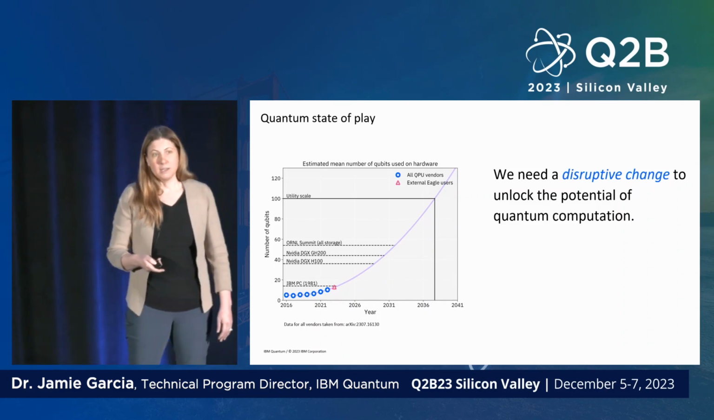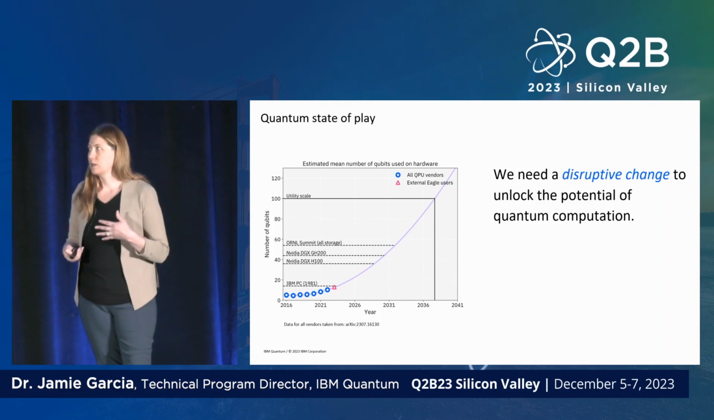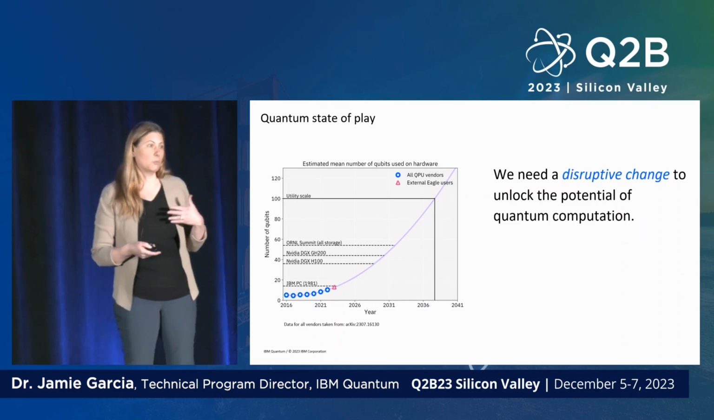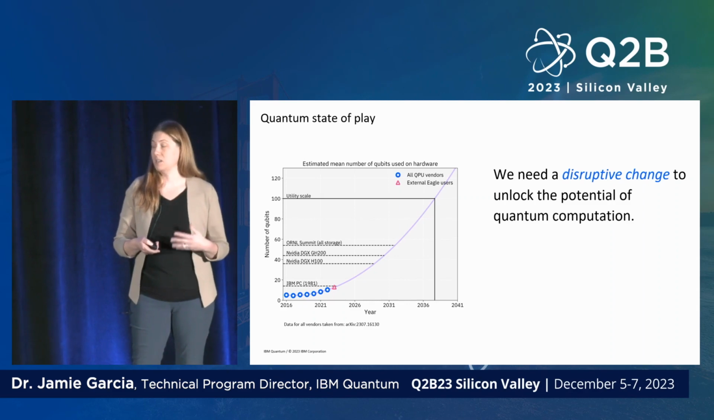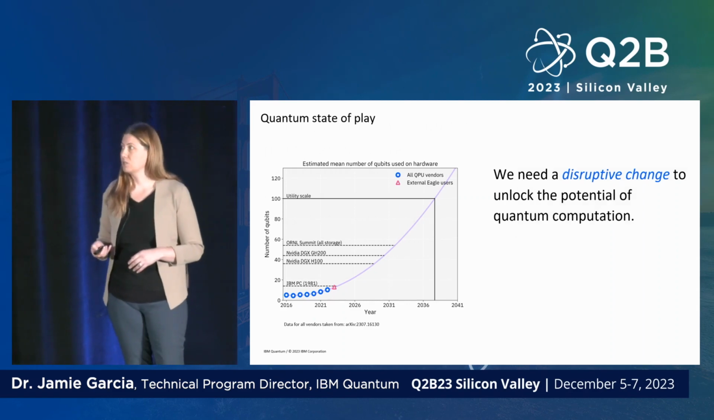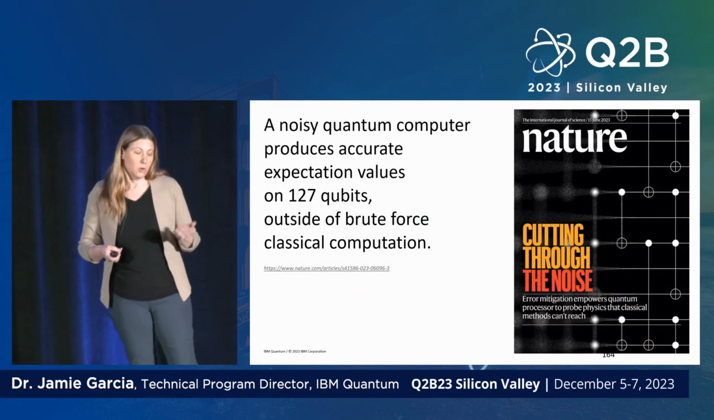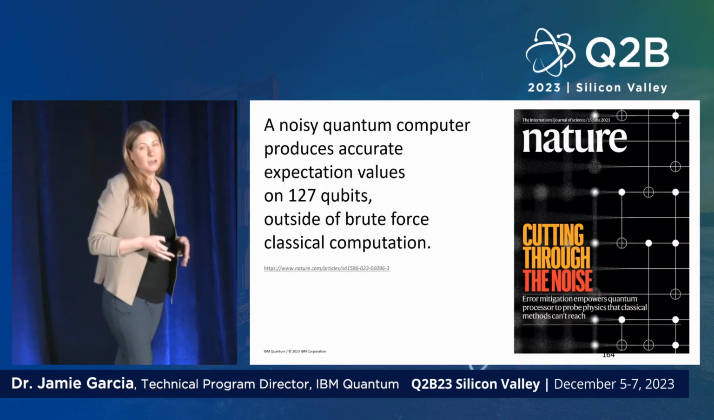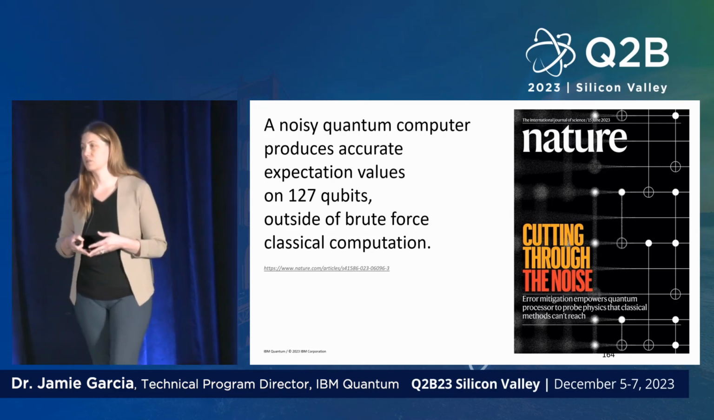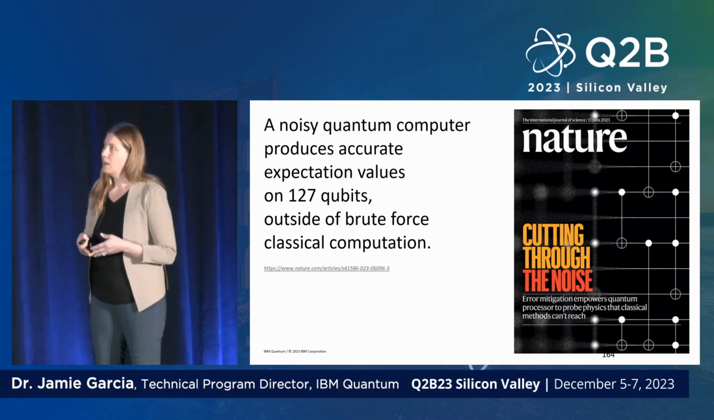But essentially what we realized at this point is, okay, if we can't follow this trajectory, we need something that's more representative of a disruptive change in how we manage quantum computation and unlock the potential of it. And so one point that we really think shows us inklings of this disruptive change is in this paper that we published this year.